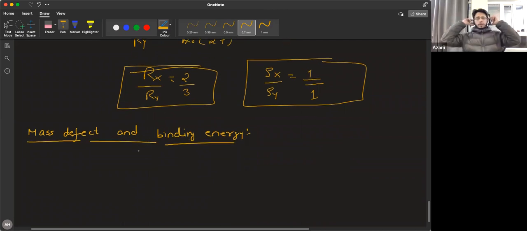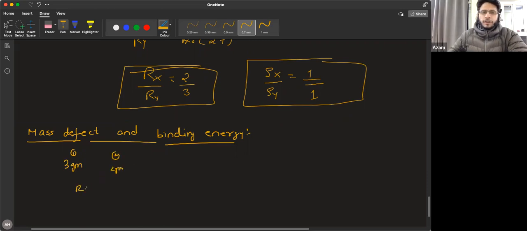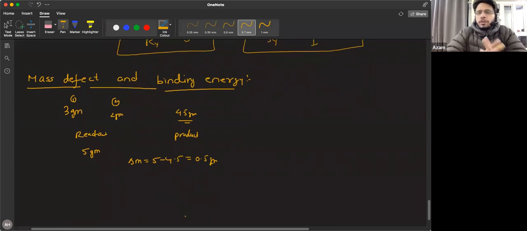See, what do you mean by mass defect? In a very general sense, if you have 3 gram of reactant 1 and 2 gram of reactant 2, you expect that when 3 gram of one substance combines with 2 gram of another substance, the product should be 5 gram. But let's say the mass of the product is 4.5 gram. So the mass of reactant is 5 gram, the mass of your product is 4.5 gram. So there is a defect of 0.5 gram, right? 5 minus 4.5, which is 0.5 gram. This defect is known as mass defect. So in a general sense, mass defect simply means the difference in the mass of reactant and the mass of product.